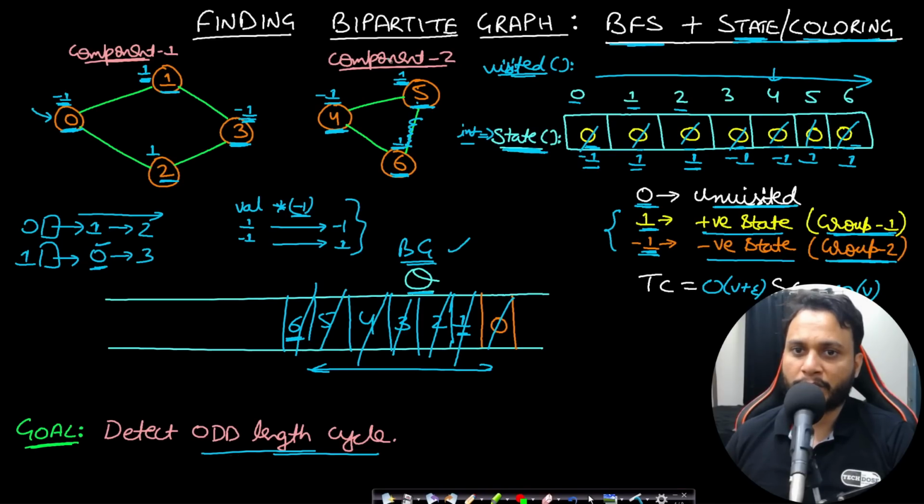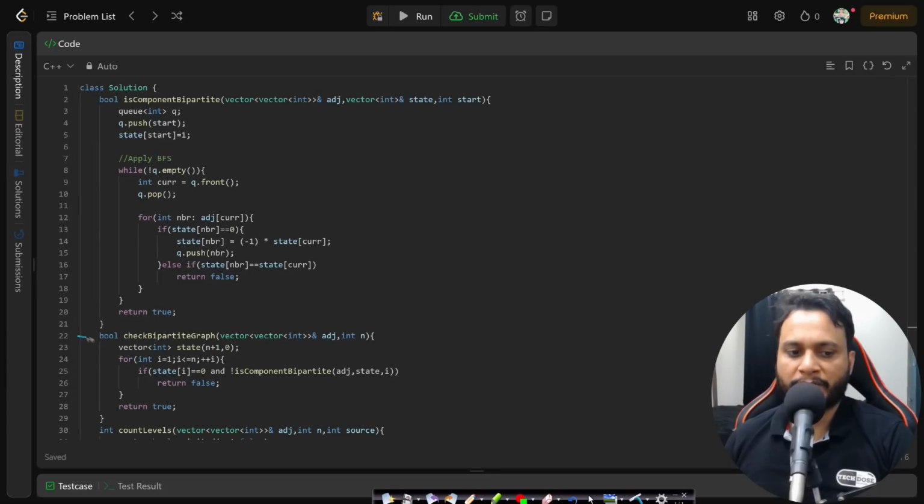Now let's look at the code for how to find if a graph is a bipartite graph. In this code, we have a utility function check bipartite graph where we are given the adjacency list and the value n. N is the number of vertices. Now I am defining a state of size n plus 1 because the vertices in the given problem will go from 1 to n. So if I define n plus 1, then it will go from 0 to n, and the 0th index will never get used.